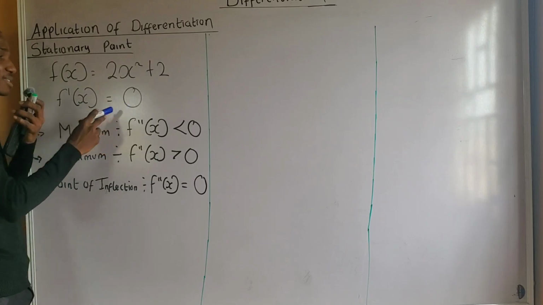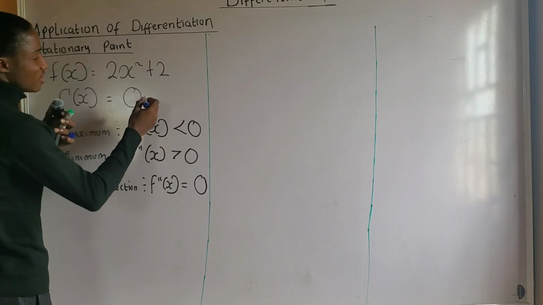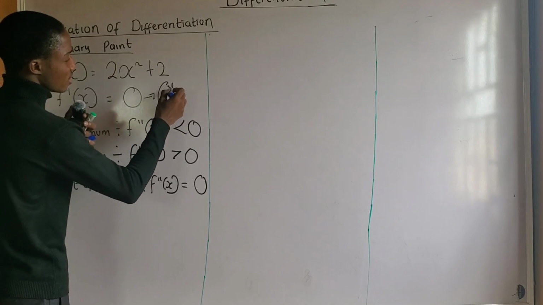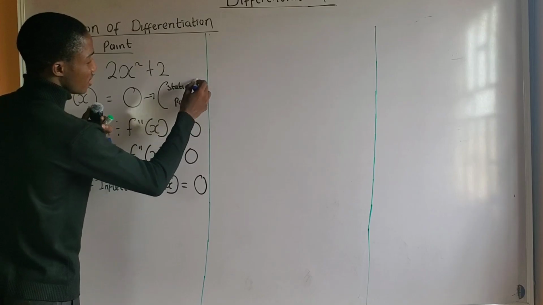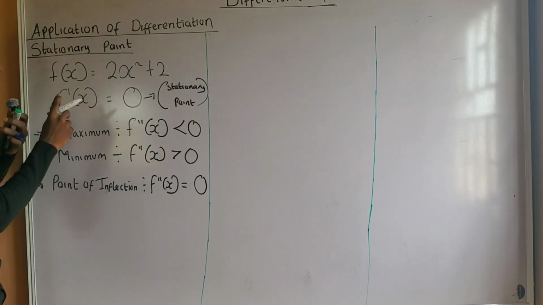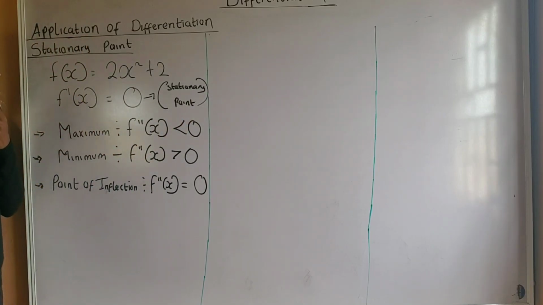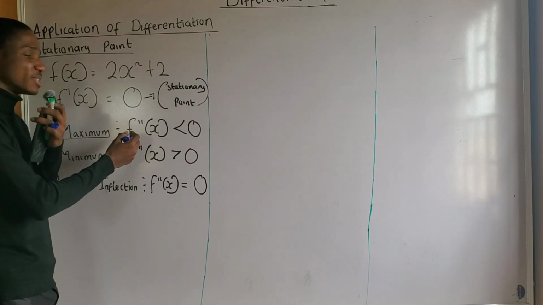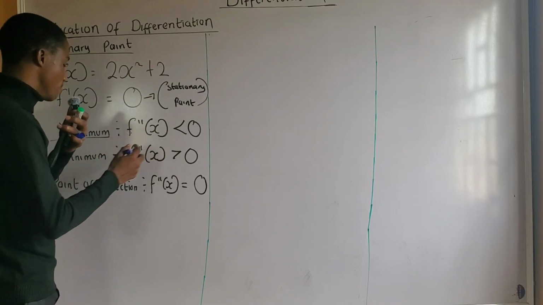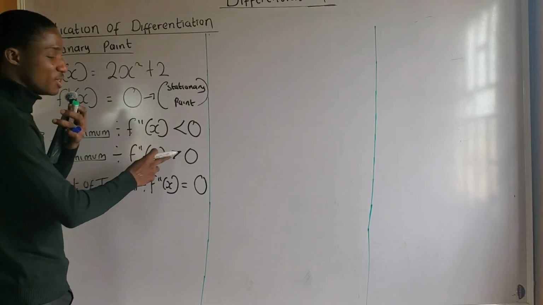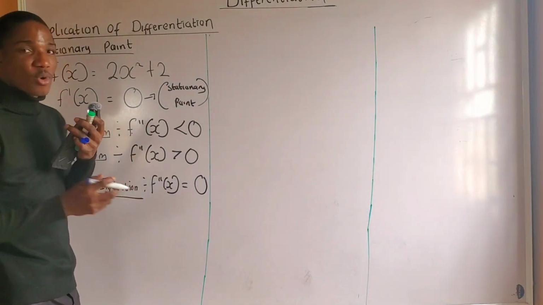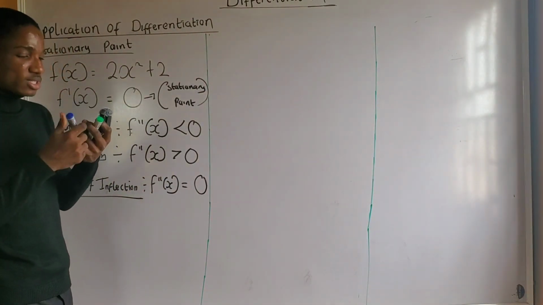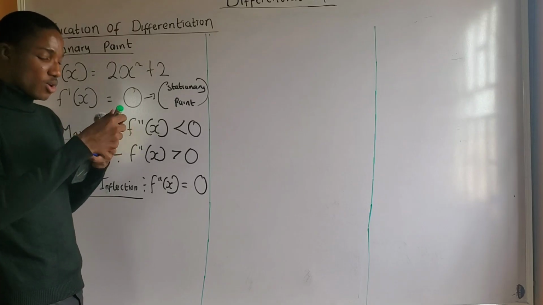Are you getting it? At stationary point, the first derivative of a function is equals to 0. Now, stationary point can be maximum, minimum, or point of inflection. At maximum, the second derivative test will be less than 0. For minimum, the second derivative test will be greater than 0. And if the second derivative test is equals to 0, you're going to have point of inflection. Okay? Now, let us look at work example on stationary points.